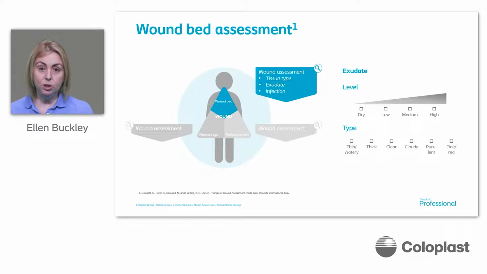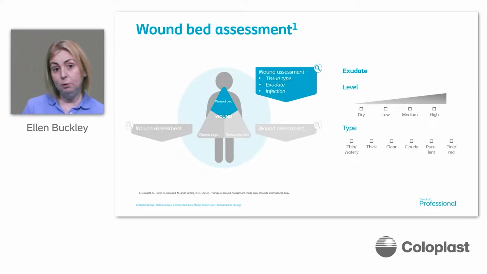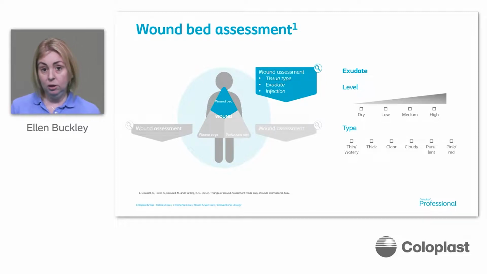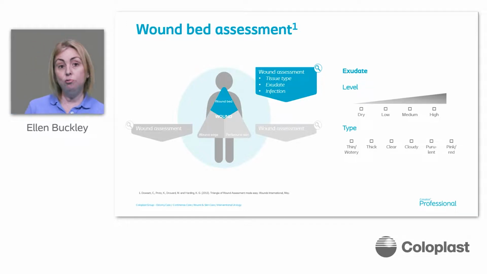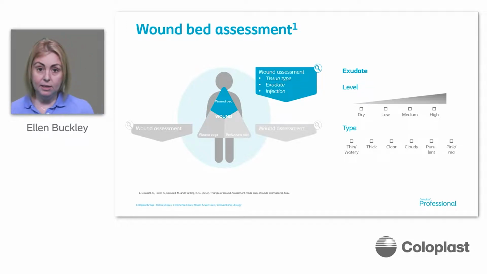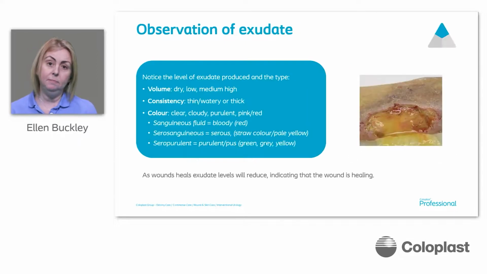So once we've looked at tissue types, we will move on to looking at exudate, and not just the level of exudate, but we also look at things like consistency or viscosity and colour of exudate as well. The level of exudate in a wound should reduce as the wound progresses towards healing. So we need to bear that in mind.